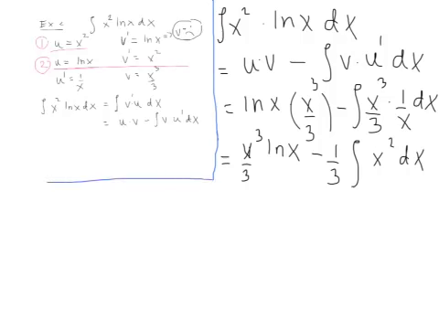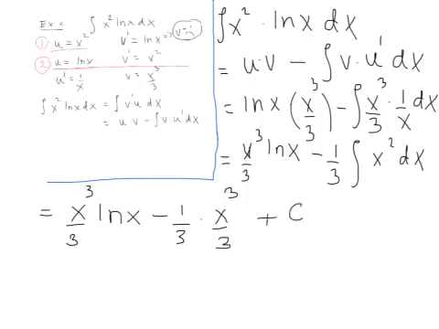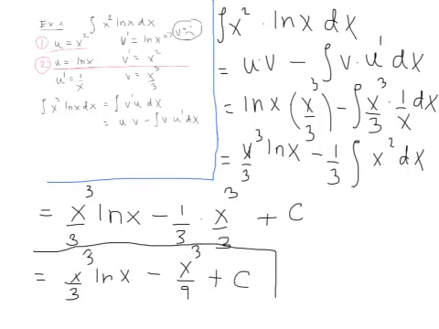So what we have so far is x to the third over 3 times log of x minus 1/3 times the integral of x squared dx. Now the integral of x squared dx is x to the third over 3. The antiderivative of x squared: you increase the power by 1, so 2 plus 1 is 3, and then divide by the new power, plus c. So the final answer is x to the third over 3 log of x minus x to the third over 9 plus c. There's your final answer.